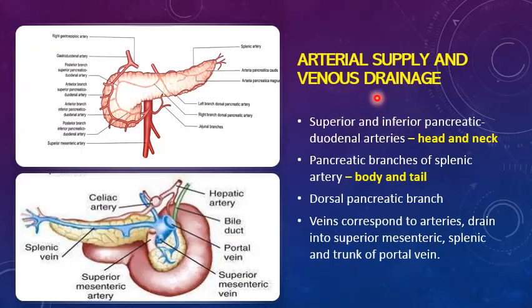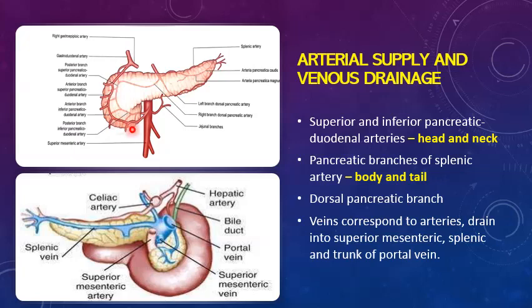Now coming to the blood supply, the arterial and venous drainage. The head and the neck are supplied by the ventral and dorsal anastomosis of the superior and inferior pancreatico-duodenal arteries. So these are the anastomoses that we are seeing: the superior pancreatico-duodenal artery, and this is the inferior pancreatico-duodenal.